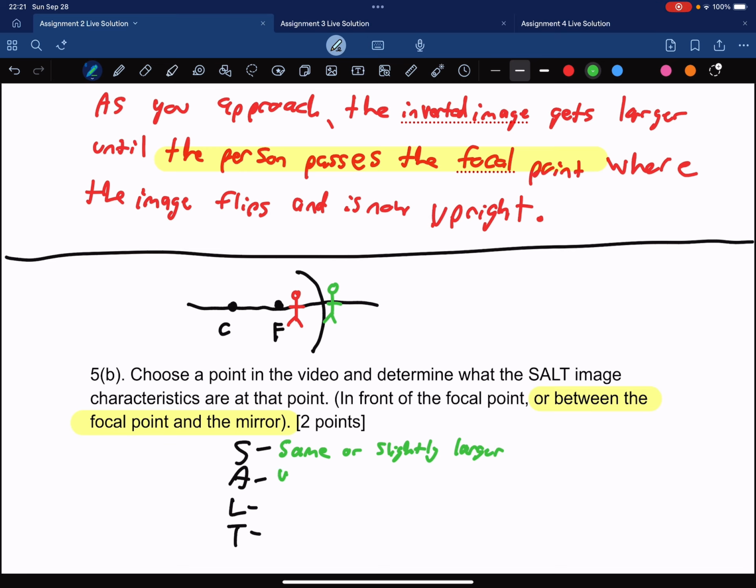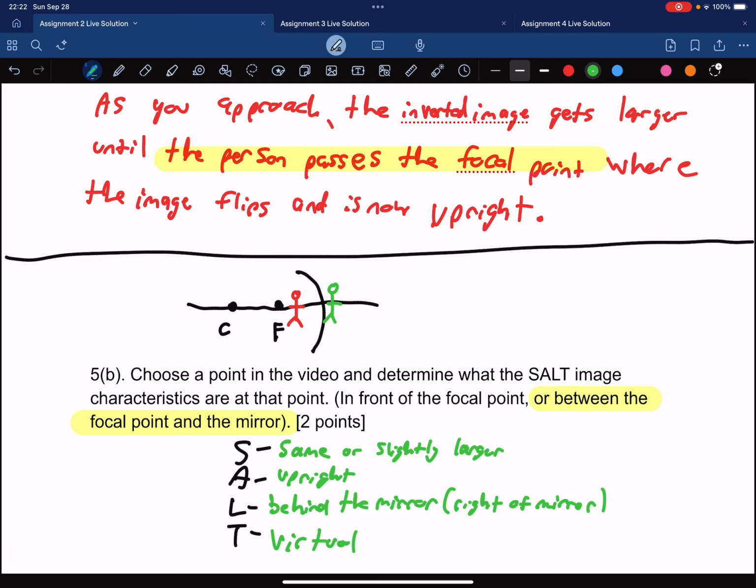Attitude is upright. Location is behind the mirror, or right of mirror. And type in this case is virtual.